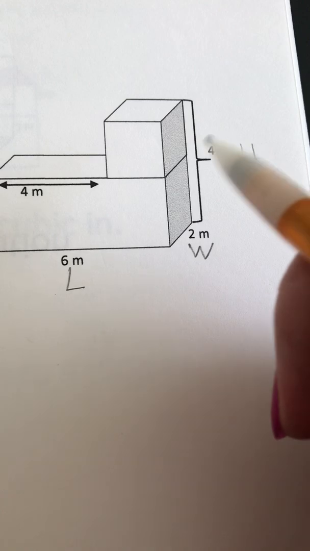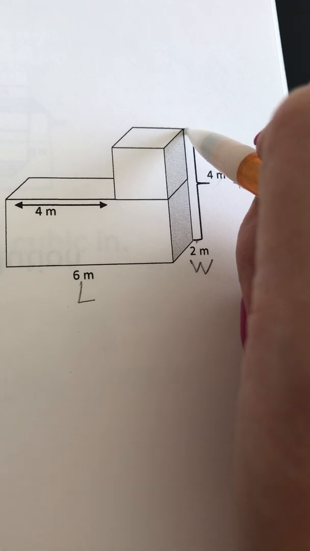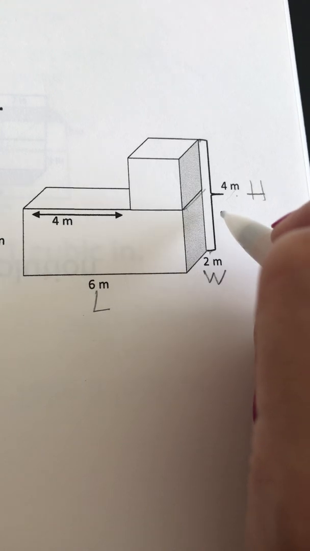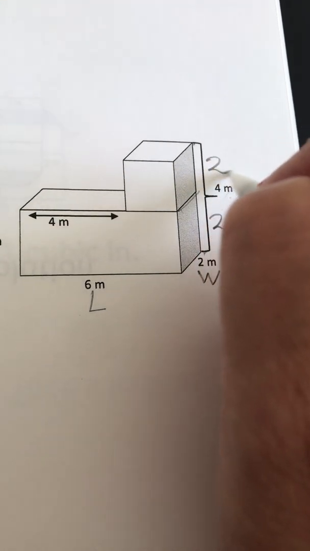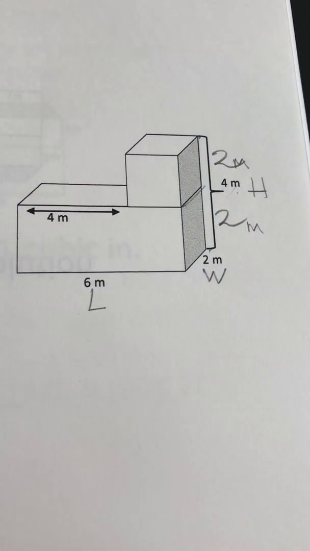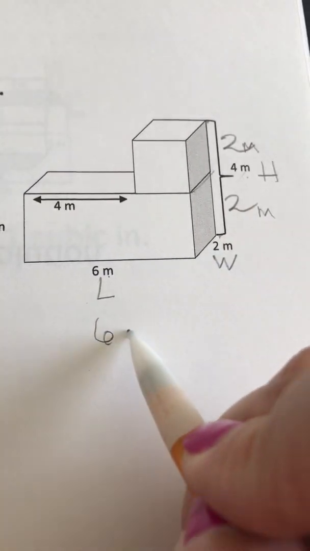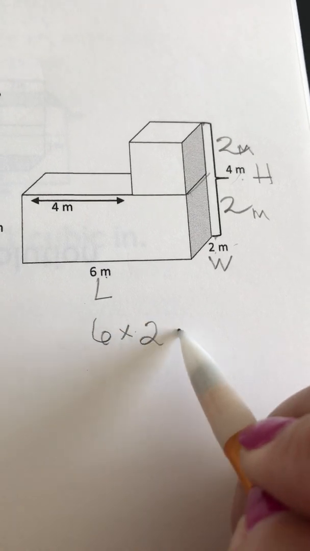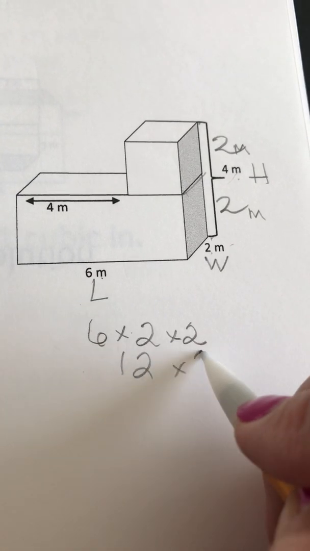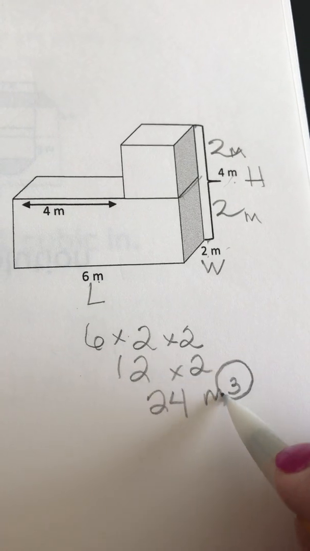Now, here's the trick on this one. The height for this is 4 from the bottom all the way up to the top of the second box. We're going to split that in half, and this is going to be 2, and this is going to be 2. Okay, so 2 meters and 2 meters. So for my bottom box, I see 6 times 2 times 2. So now I have 12 times 2, which equals 24 meters cubed.